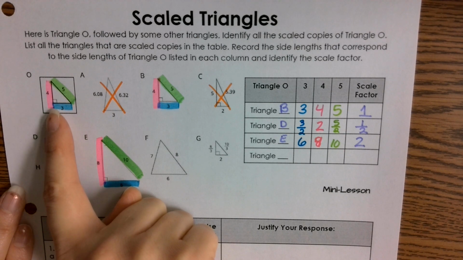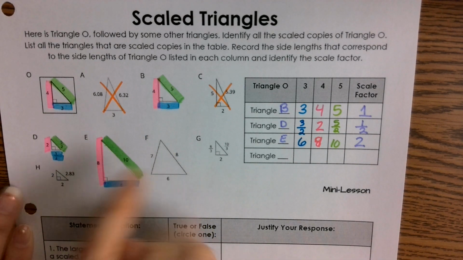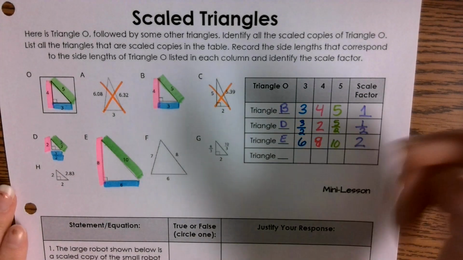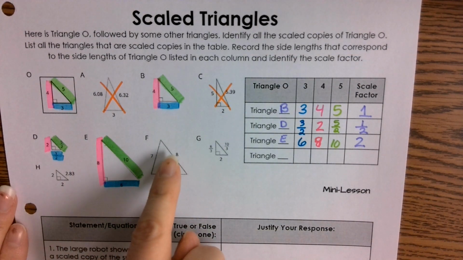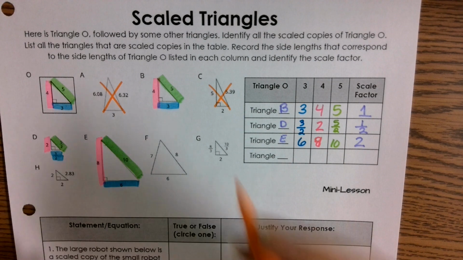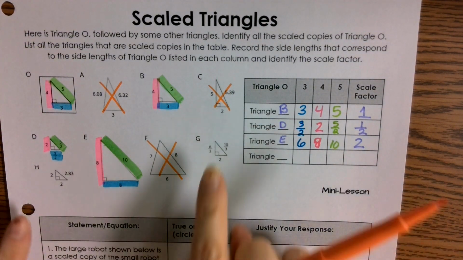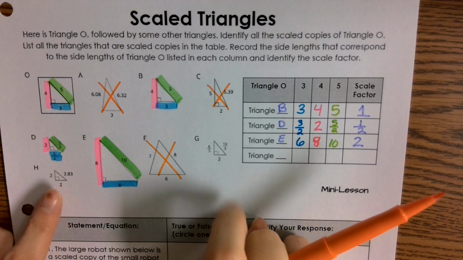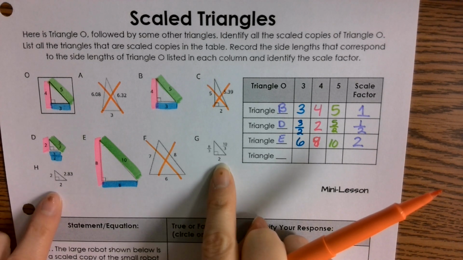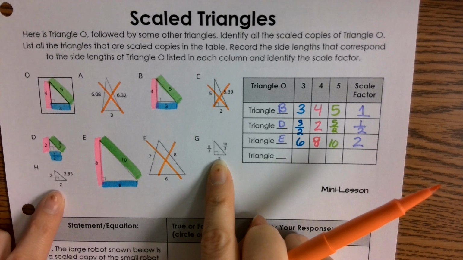Remember, in order for it to be a scale, it has to be the same type of shape. If this is a right triangle, it has to be a right triangle. So this one is definitely not worth our testing at all. Okay, so now we have to decide between G and H. Which one do you think it's going to be, G or H?